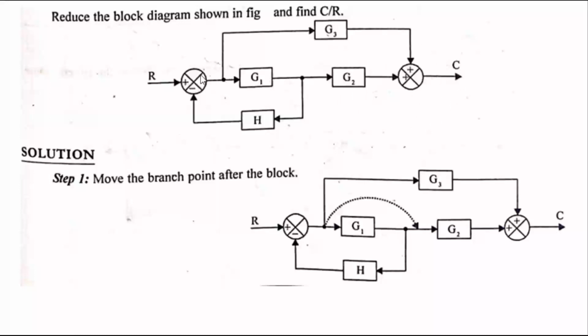Then on this side, this is the forward path, and this one is the feedback loop. So here, step number 1 is to move the branch point after the block. The rule is to multiply by the inverse of the gain value in this feedback loop. The inverse of the gain value is 1 by G1. Here the 1 by G1 block is added in this feedback loop.